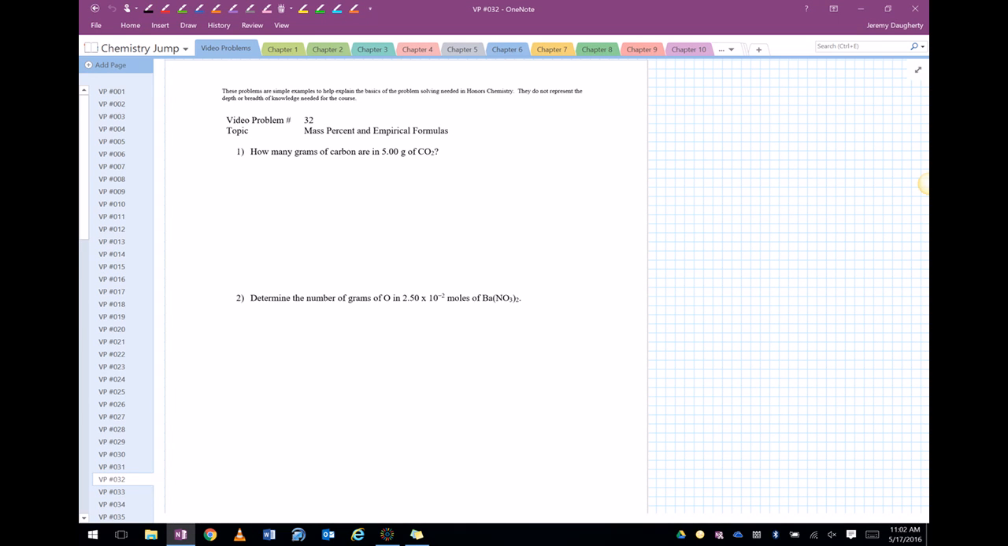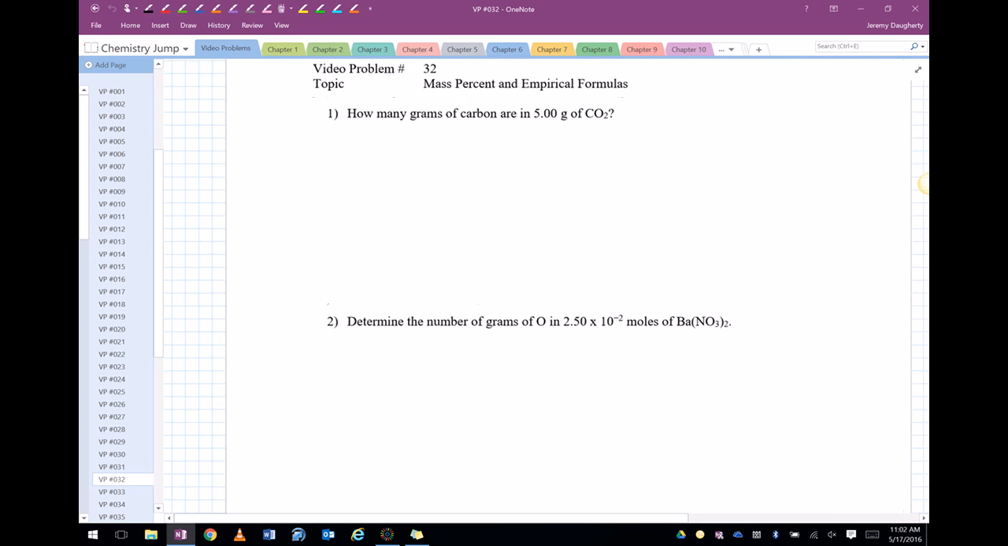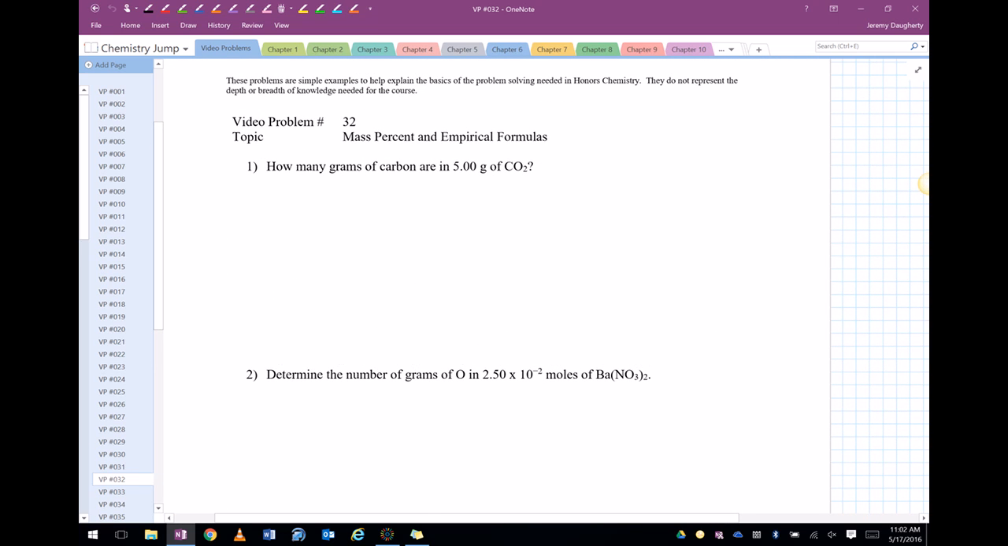Video problem number 32, mass percent in empirical formulas. These particular problems deal mainly with mass percent. So let's see what we got here. How many grams of carbon are in 5 grams of CO2?